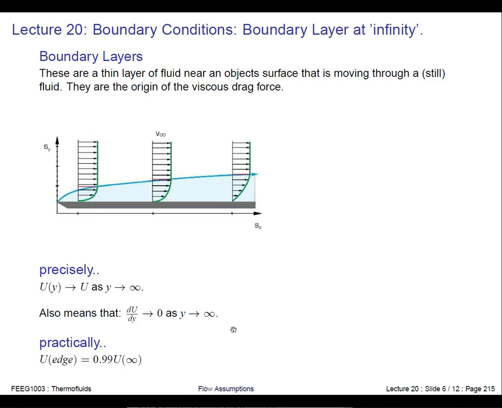So practically, if you really want to integrate across a boundary layer, you invent a boundary layer edge, by saying that my boundary layer edge is defined when the velocity in my boundary layer is 99% of the free stream velocity. So you set this as your integration limit, and then you can go ahead and do some calculations.